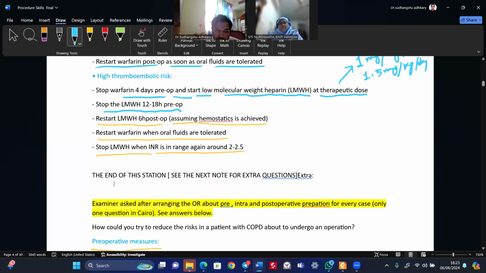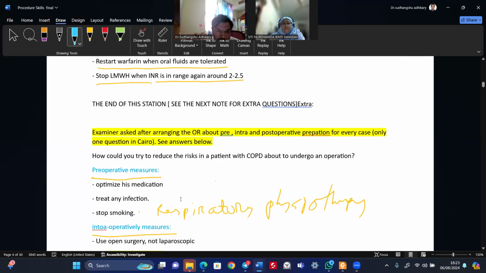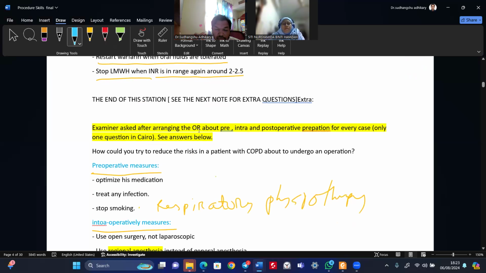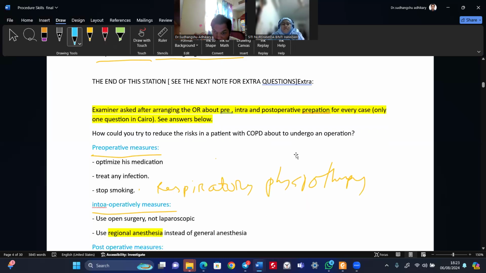The end of the station. See the next note for extra questions. Examiner asked about arrangement of OR, about pre, intra, and post-operative operation for every case. Only one question in Cairo. See answer below. How would you try to reduce the risk of a patient with COPD about to undergo an operation?